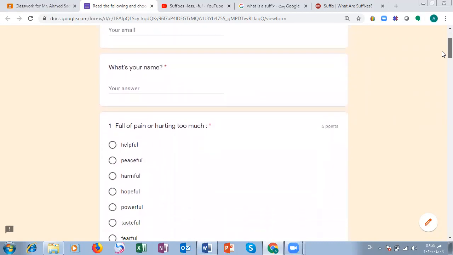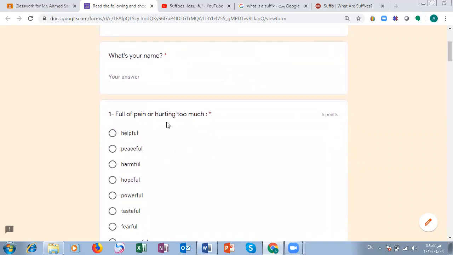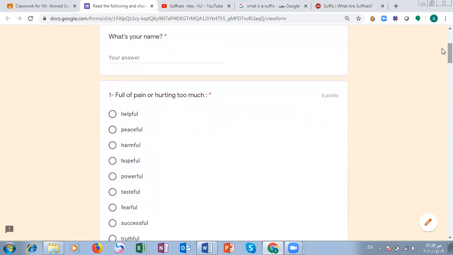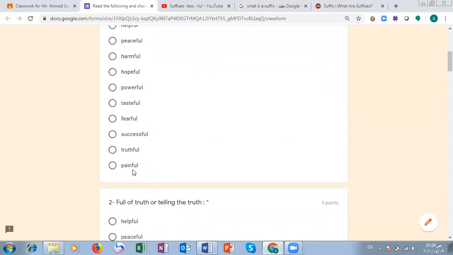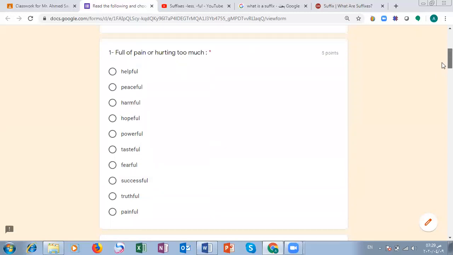It is multiple choice. You are going to read the meaning and then you can choose the right word for the meaning. For example, number one, full of pain or hurting too much. What is the right word from these words that gives this meaning? If we have here helpful, peaceful, harmful, hopeful, powerful, tasteful, fearful, successful, truthful, painful. So what is the right one for number one? Full of pain or hurting too much. Of course, it's painful. Full of pain. Painful. The right answer is painful.